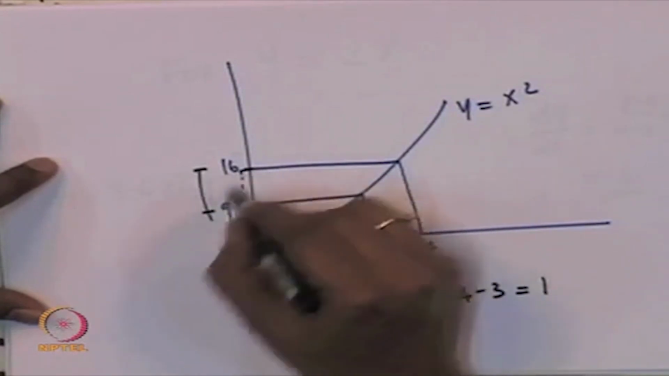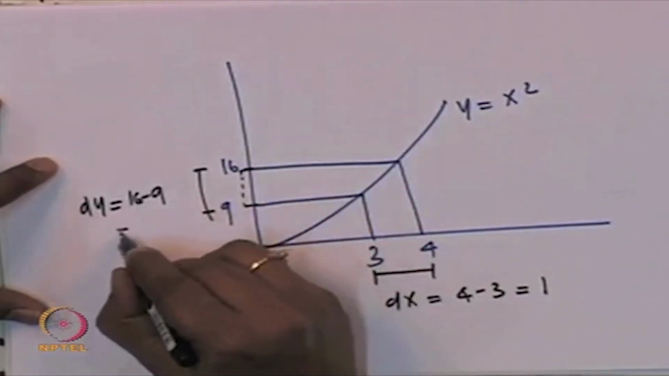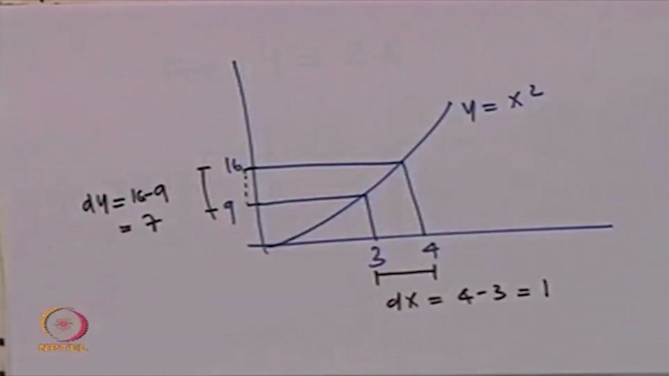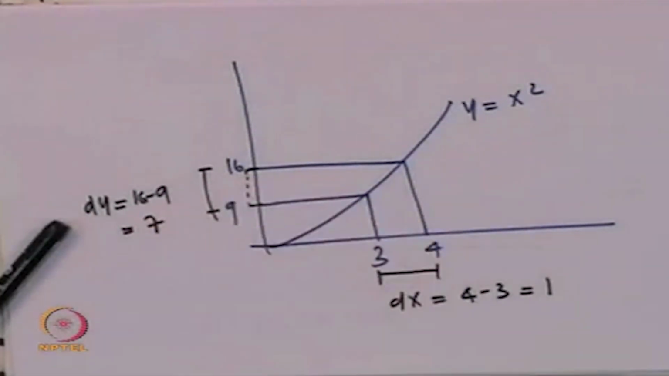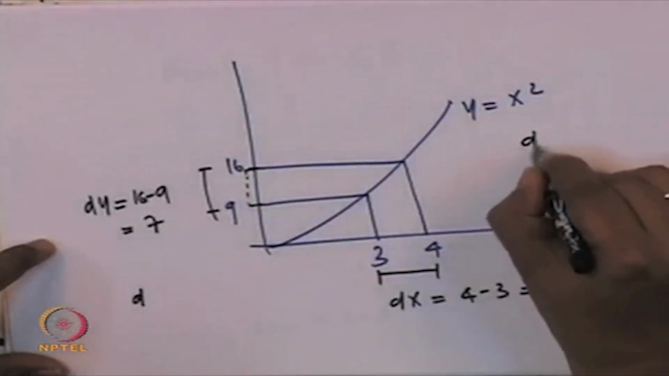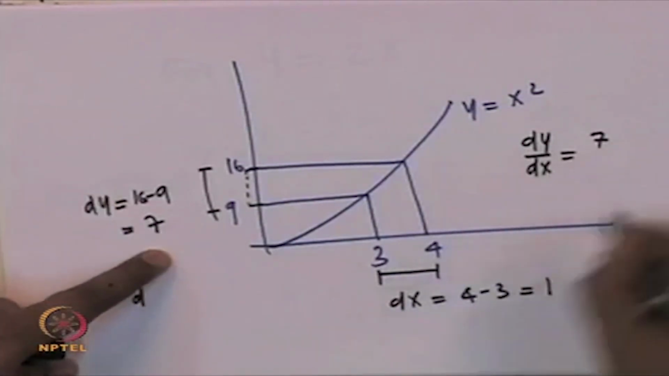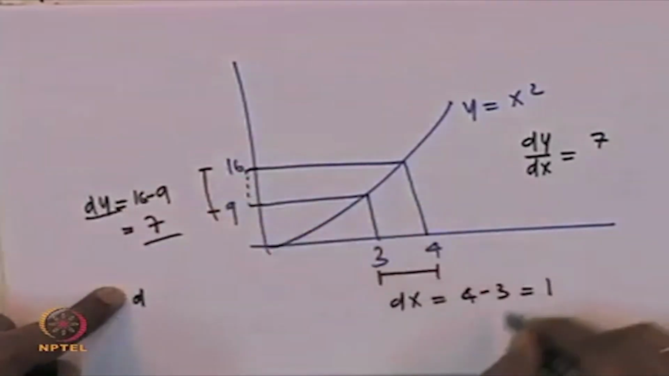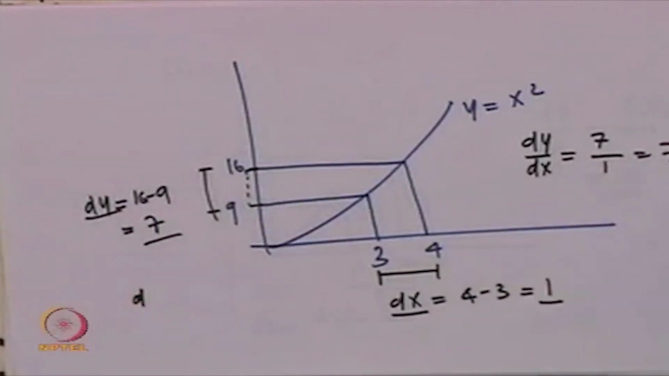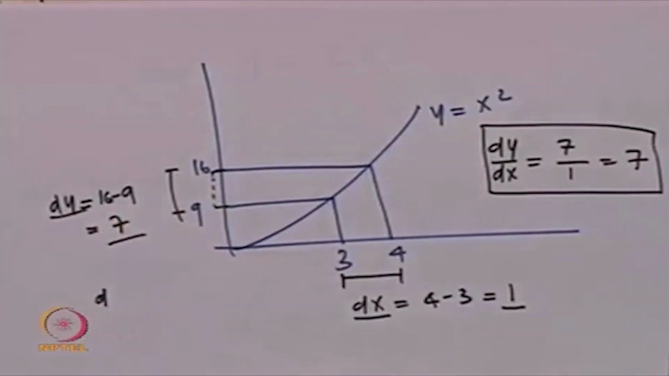So, this much is the dy. Dy is 16 minus 9, which is 7. So, the value we got is 7. Let us calculate dy by dx here, where dy is 7 and dx is 1. So, we found that dy by dx is 7 here when we calculated.